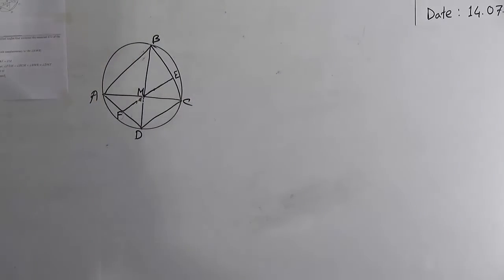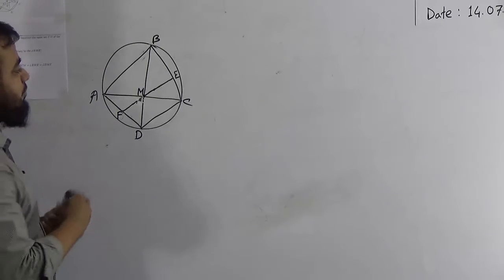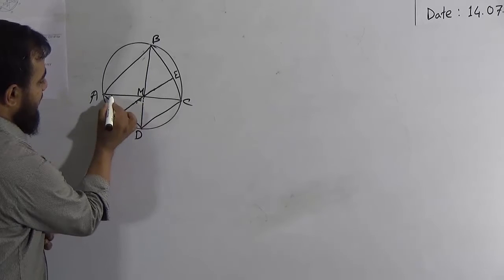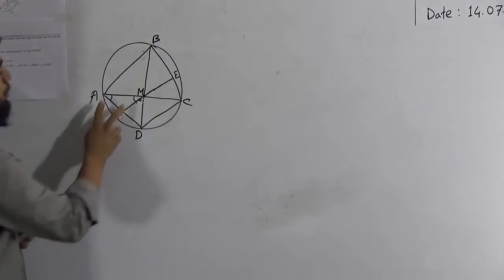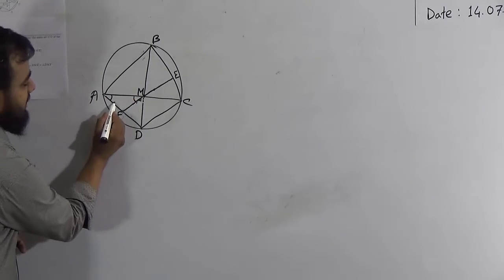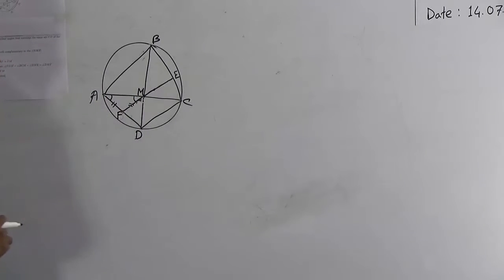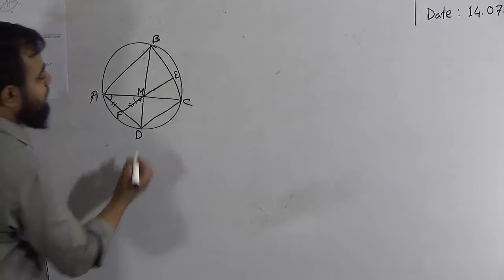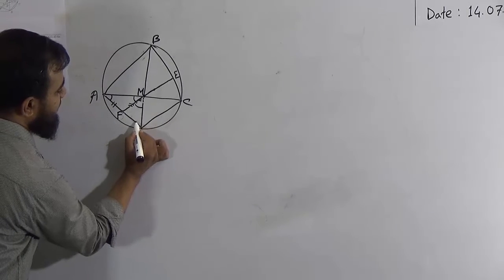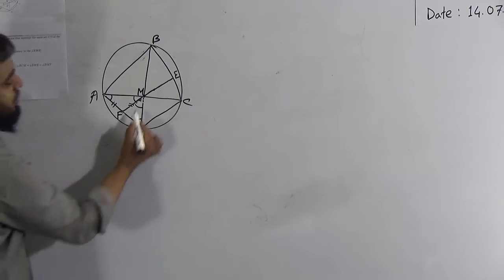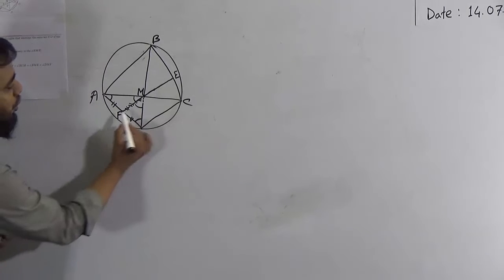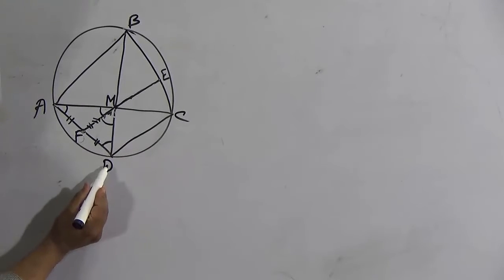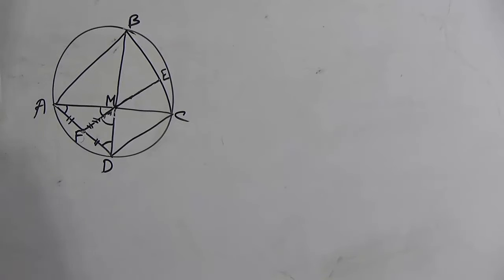We need to prove, my dear students, that AF is equal to FD. To prove this, first of all, we will prove that in this triangle these two angles are equal to each other. If we can prove that, then we can say that AF is equal to FM. Similarly, you can prove that this angle and this angle are equal to each other. If we can prove that these two angles are equal, then the opposite sides are also equal. So FM is equal to AF and equal to FD. So we can say that AF is equal to FD. Like this way we will prove this one.